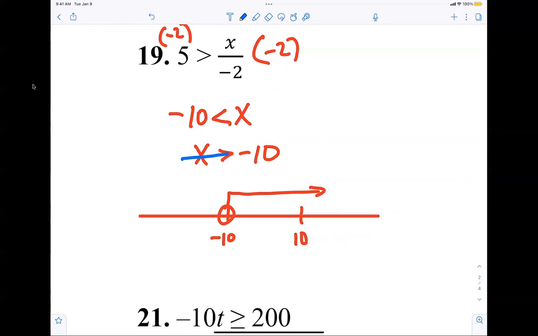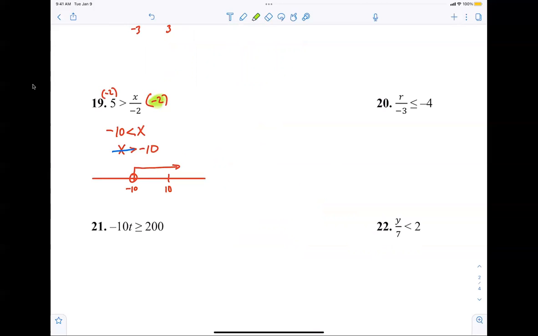Well, I switched it because I multiplied by a negative, kiddo. I multiplied by a negative. Only when you multiply by what? Or divide by a what? Yes. Anytime you multiply or divide by a negative, you have to switch the sign. All right, make sure that's a note.